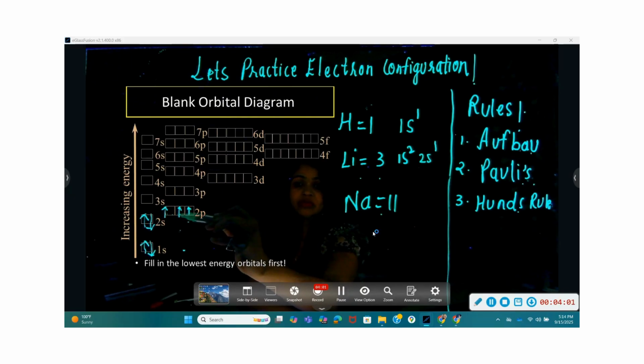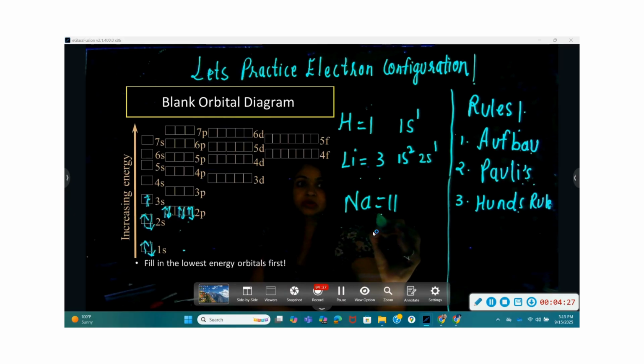Now that you have equally filled each type of 2p orbital, we can start pairing them up. So it would be 8, 9, 10. We need to fill 1 more, which goes in the 3s orbital, facing upward. We need to stop here because the atomic number for sodium is 11.